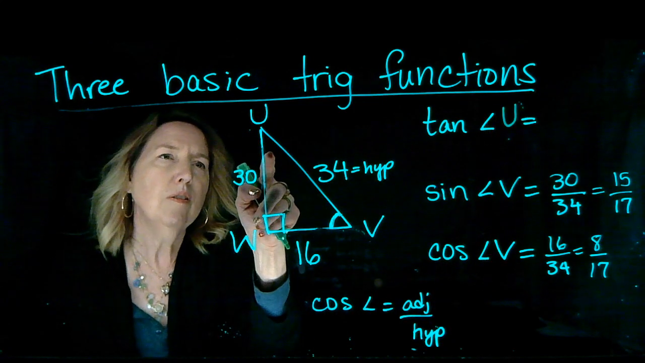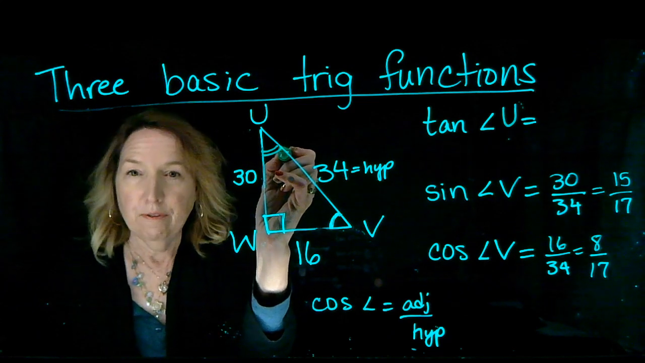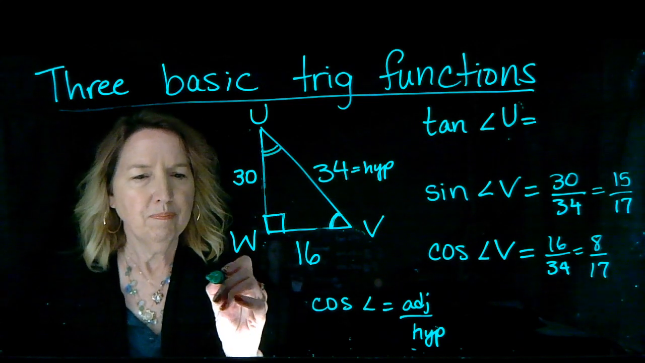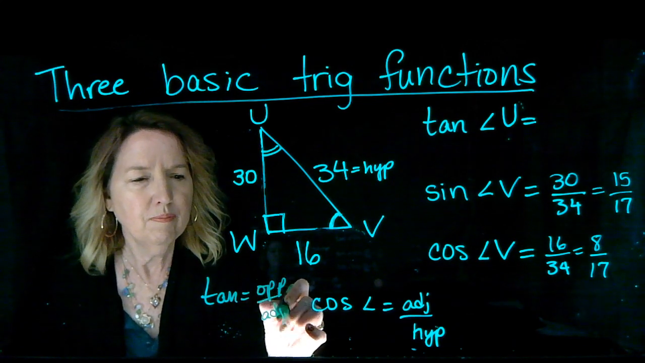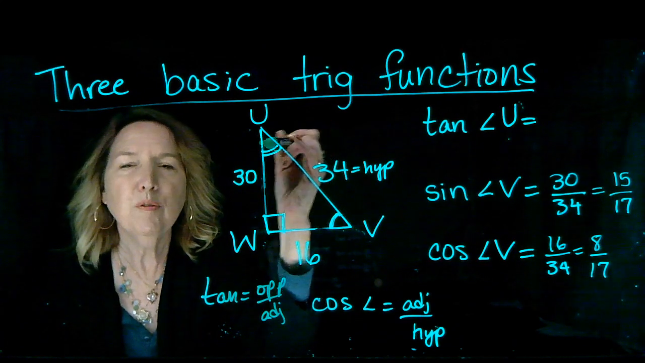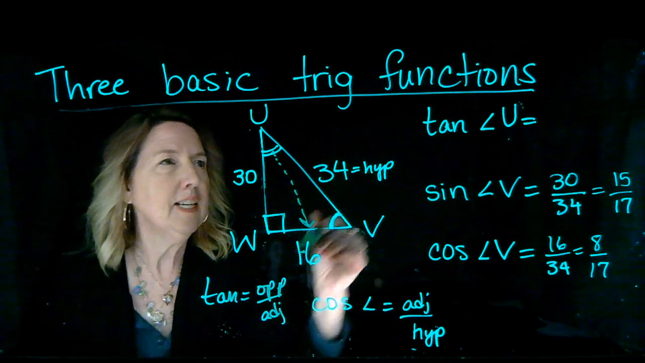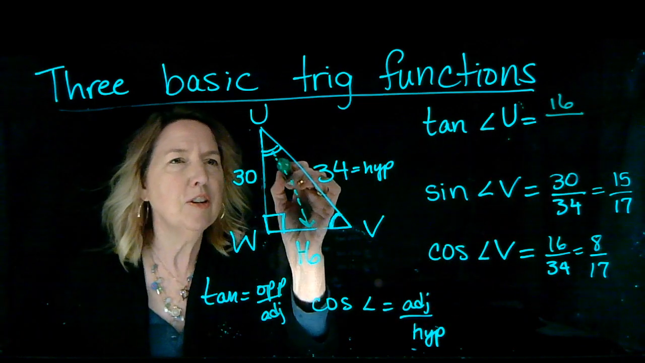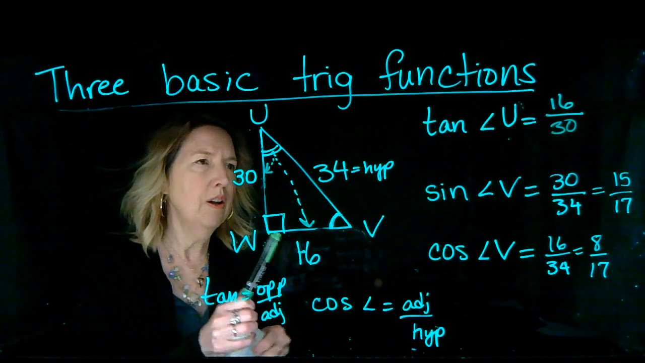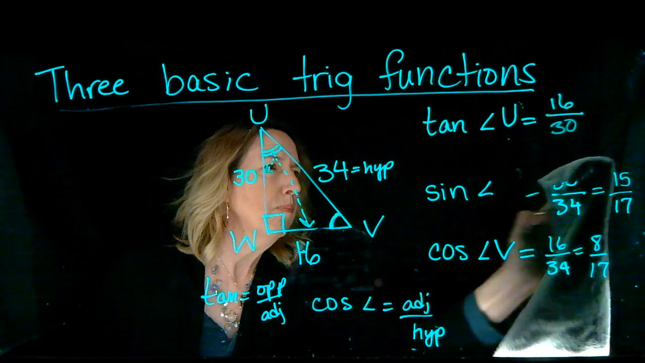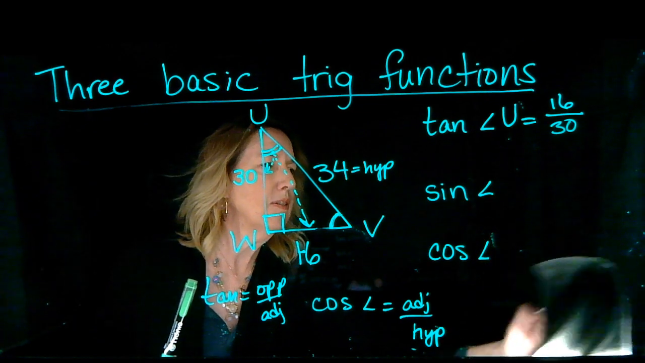Then your angle of reference is now up here. So the definition for tangent is opposite over adjacent. But now you're from angle U. So opposite is 16 over the adjacent side, which is 30. Let's continue on with angle U for the other trig functions.